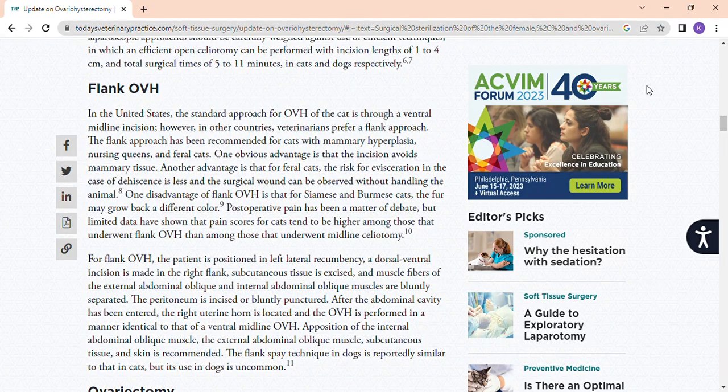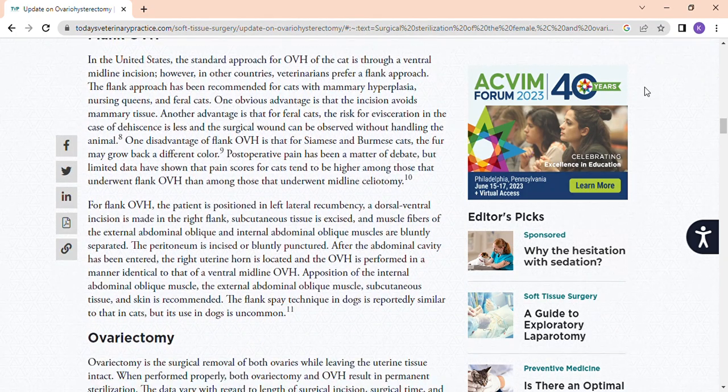Flank ovariohysterectomy. In the United States, the standard approach for OVH of the cat is through a ventral midline incision. However, in other countries, veterinarians prefer a flank approach. The flank approach has been recommended for cats with mammary hyperplasia, nursing queens, and feral cats. One obvious advantage is that the incision avoids mammary tissues. Another advantage is that for feral cats, the risk of heavy secretion in the case of dehiscence is less and the surgical wound can be observed without handling the animal.